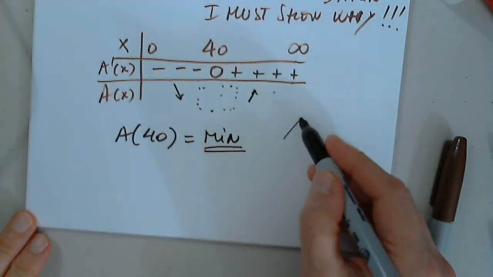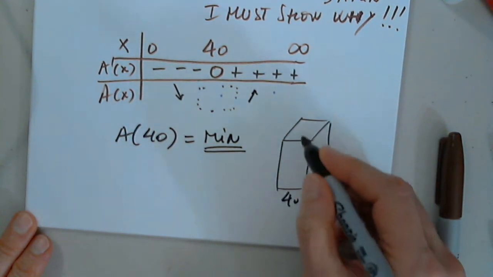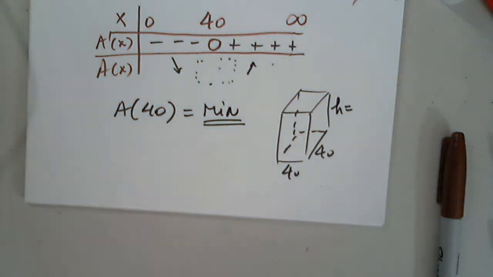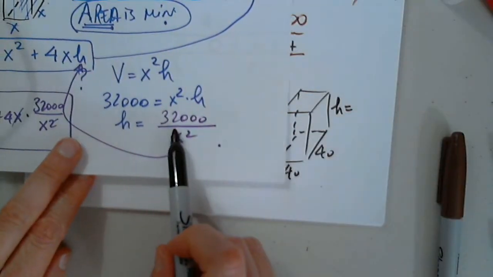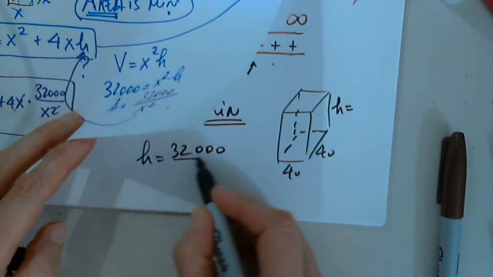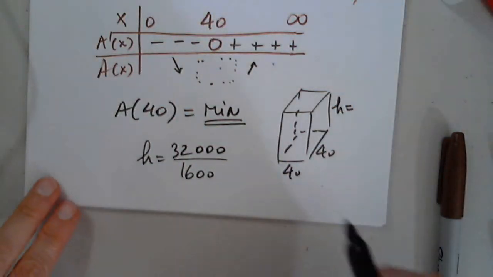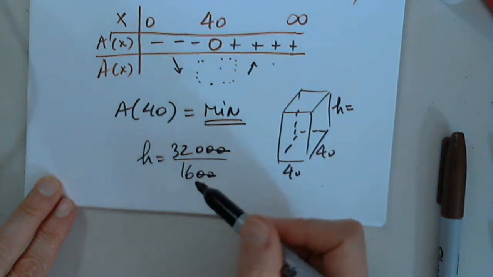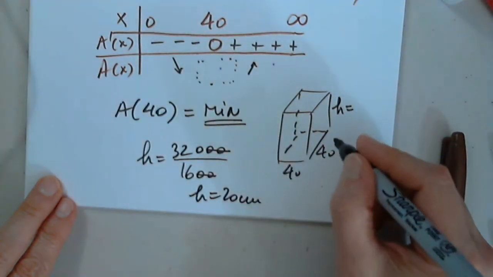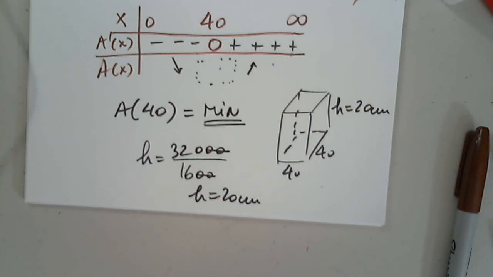So if the box has 40 by 40, and the height will be determined in a moment. So the height is 32,000 divided by 1,600. That will be the height. And I get 20. This is guaranteed to be a minimum surface area.